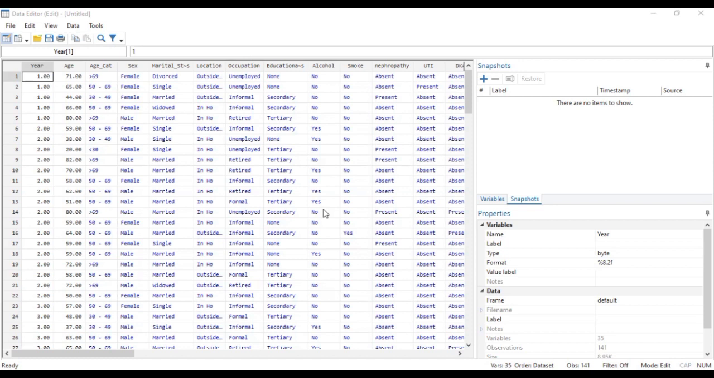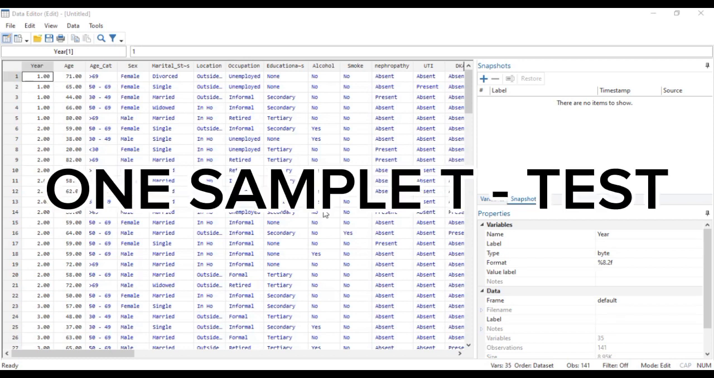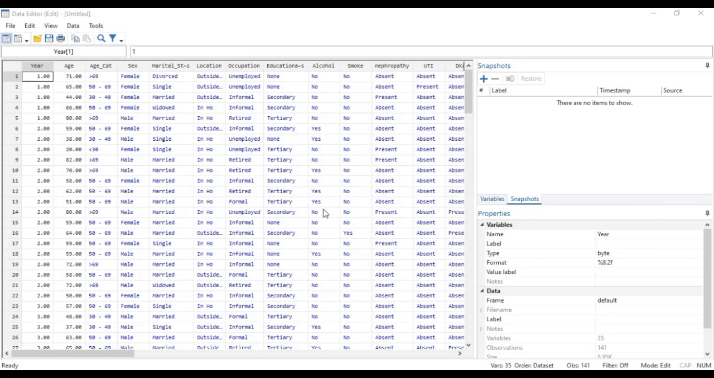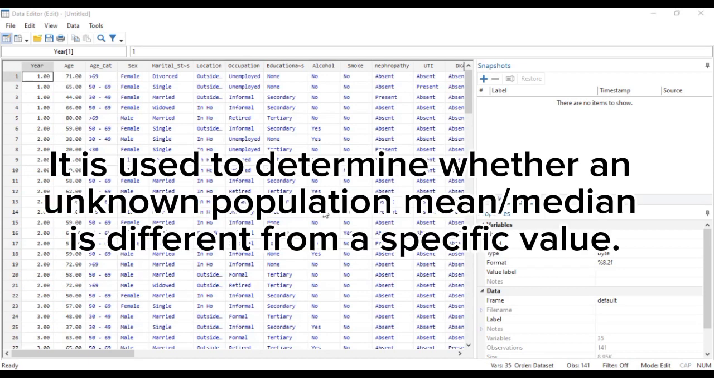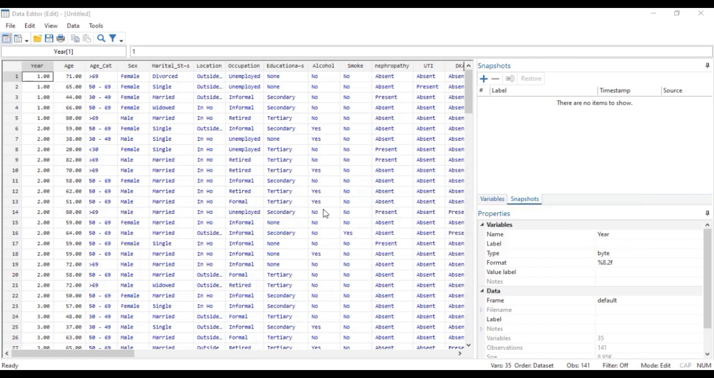In today's brief video, we'll be taking a look at one sample t-test. Now, one sample t-test talks about comparing a known mean of a sample to a given specified mean. So here you have a hypothesized mean that is obtained from another study, and then you are comparing the mean of your sample to that particular figure to see if they are the same or different.